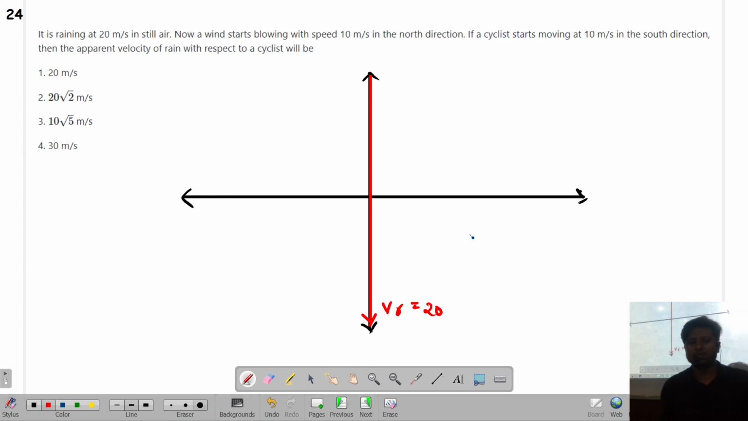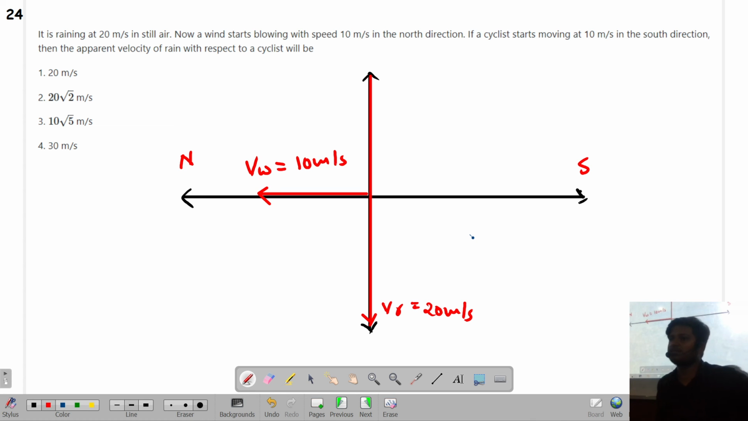Now look over here. In which direction does the wind blow? Let's suppose we call this north and this south. In which direction is the wind blowing? North. So along the direction of north the wind is blowing. This is the direction of the velocity of wind, which is equal to 10 meter per second. Got it or not?